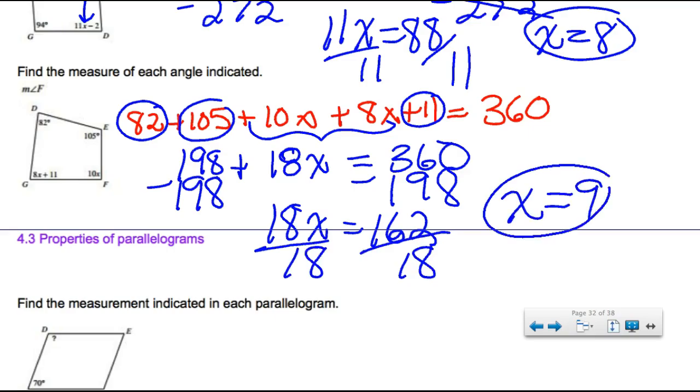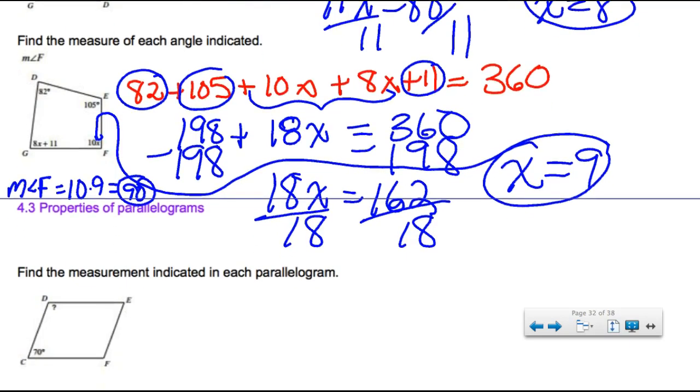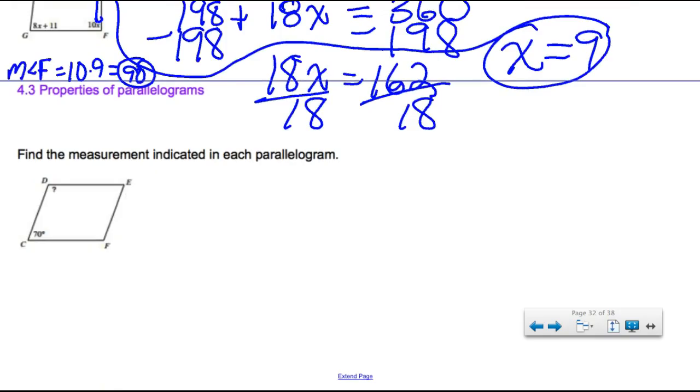But it didn't say what is x, so let's go back. It says find the measure of angle F. So the measure of angle F is equal to 10 times the x, which is, in this case, 90 degrees. And I'm done. And last step, and we're covering 3 sections today, some properties of parallelograms.